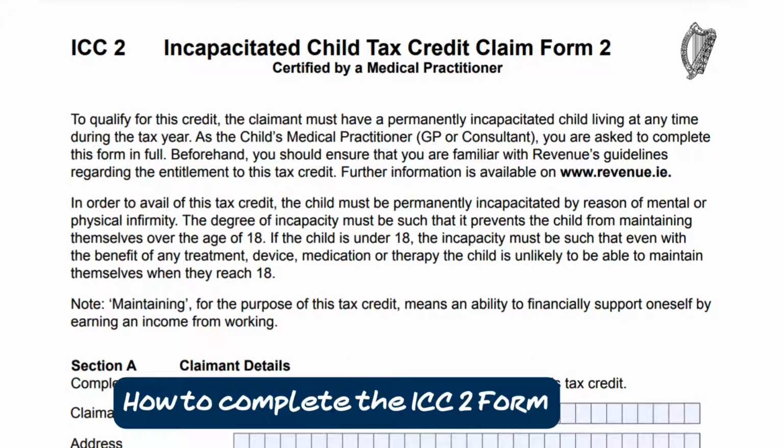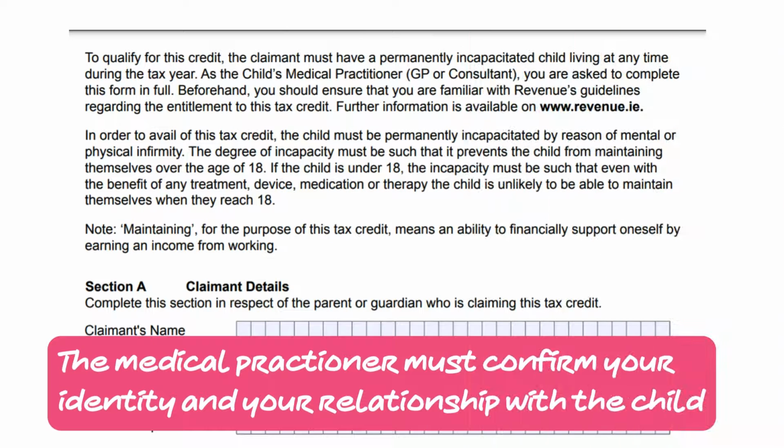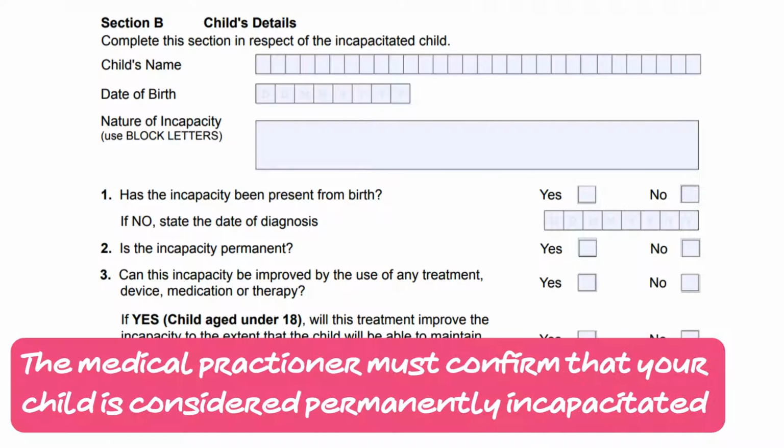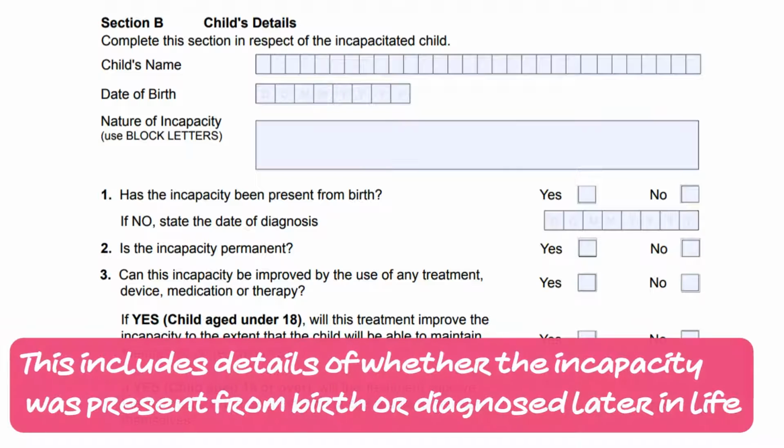How to complete the ICC2 form. Step 1. The medical practitioner must confirm your identity and your relationship with the child. Step 2. The medical practitioner must confirm that your child is considered permanently incapacitated. This includes details of whether the incapacity was present from birth or diagnosed later in life.